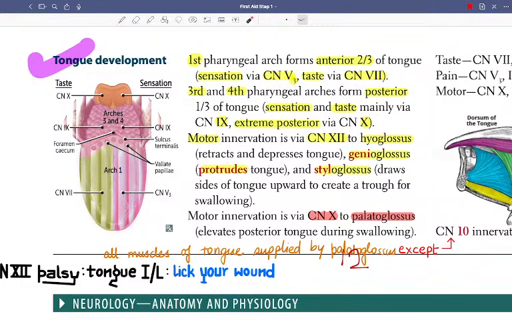Third to fourth pharyngeal arch, posterior one third of the tongue. That is going to be the ninth nerve, for sensation and taste both. Extreme posterior, you're going to have cranial nerve 10. So that is important.